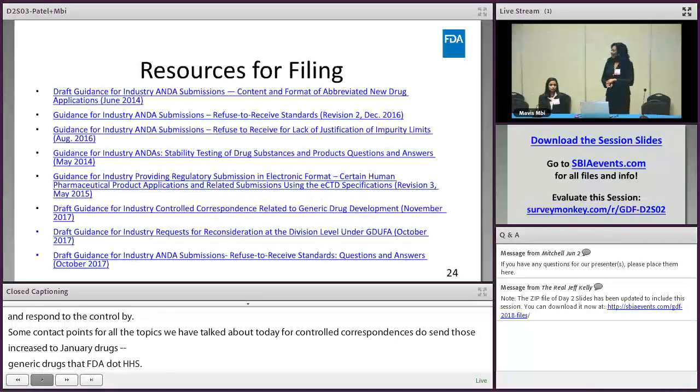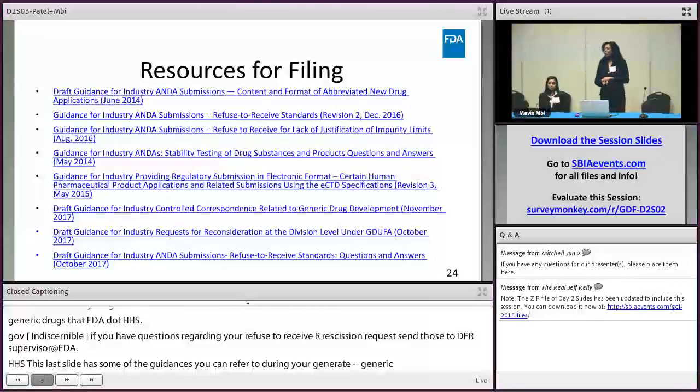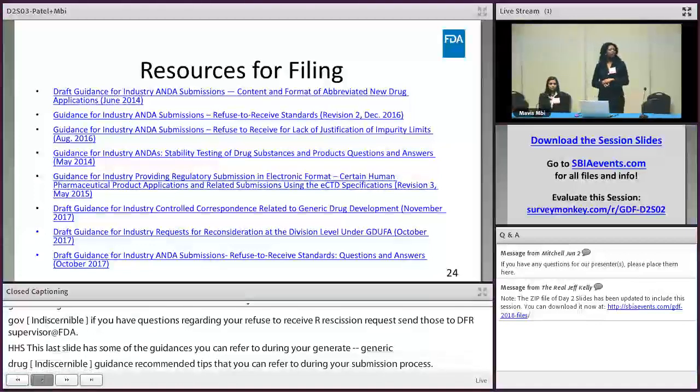And this last slide has some of the guidances you can refer to during your generic drug manufacturing process and your ANDA preparation process, a wealth of information, guidance, recommendations, and tips that you can refer to during your submission process. So we hope that with sharing light on the most common deficiencies that we saw for fiscal year 2017 that led to refusal to receive, and sharing some of the resources and some of the enhancements that you can utilize during the generic drug manufacturing process, all of this information would aid industry in preparing better ANDAs for submission and aid in bringing more generic drugs to the market.